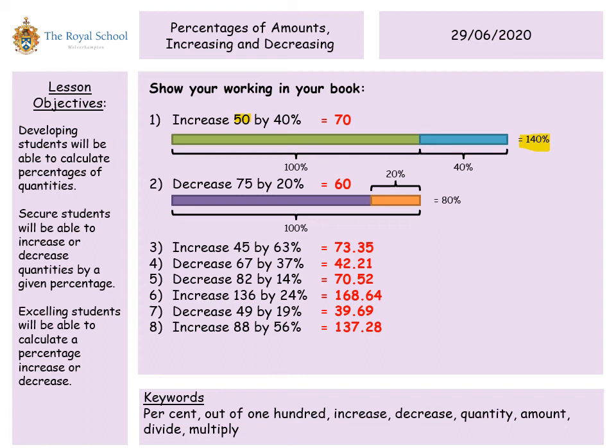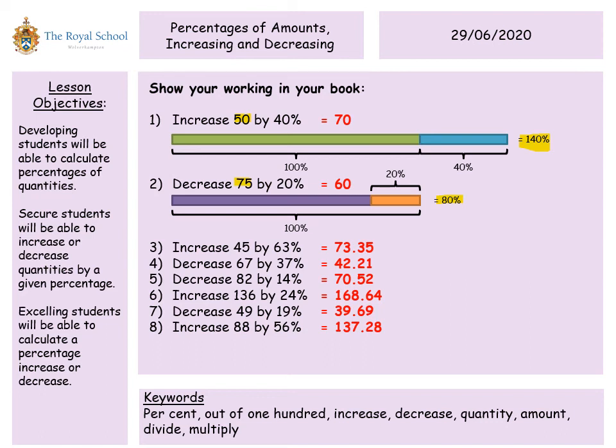In number 2, we're decreasing 75 by 20%. Again, we can see from the bar model there that if you take 20% off our original amount, you're left with 80%. So we need to be doing 80/100ths times 75, and that would give us 60. In question 3, we've got that increase again, increase 45 by 63%, so we'd end up with 163% of the original amount. So 163/100ths times 45 would get us our answer.